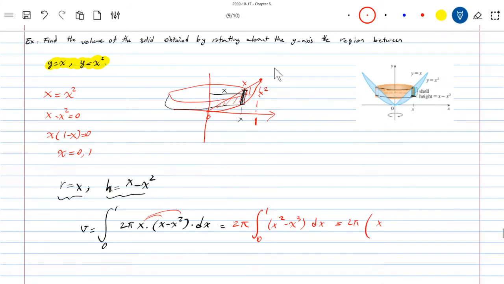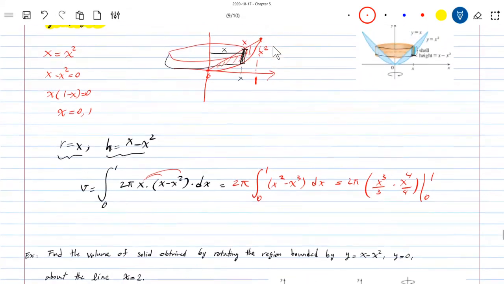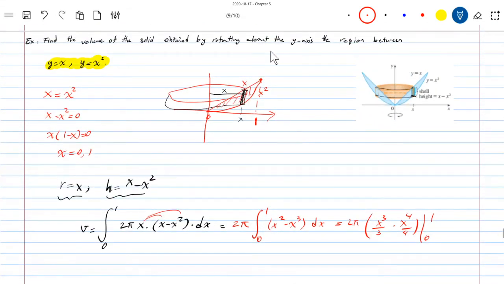The antiderivative of x squared is x cubed over 3. The antiderivative of x cubed is x to the 4th over 4. And evaluate from 0 to 1. We get 2 pi times... again, the good thing is by replacing 0, we get 0. So by just replacing 1, you get 1/3 minus 1/4. 1/3 minus 1/4 is 1 over 12. And you'll get pi over 6. There we go.